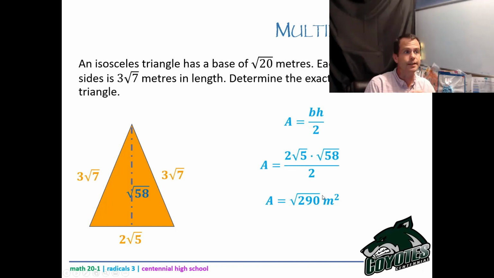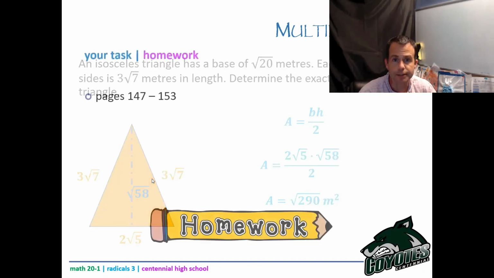Now I would look at that and say, can I simplify that at all? But there actually is no perfect square factor of 290. So that is in its simplest form, okay? So the area of this triangle is root 290 meters squared, okay? All right, guys, you did awesome.